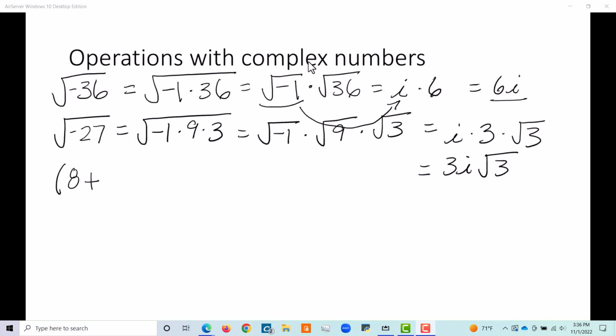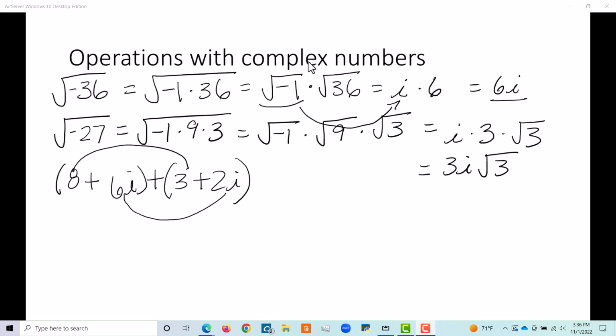If you are adding complex numbers, think about combining like terms. 8 can combine with the 3. The complex numbers 6i and 2i can be combined. 8 plus 3 is 11. 6 plus 2 is 8i.